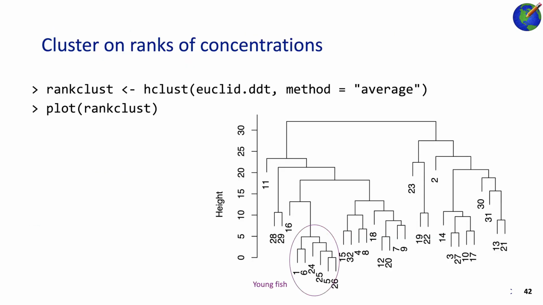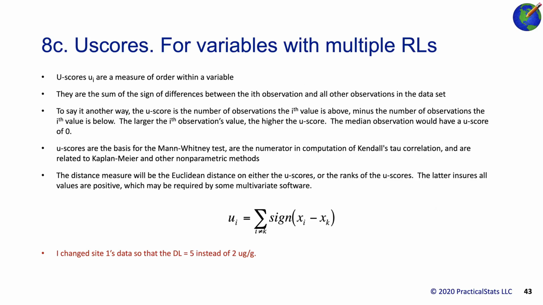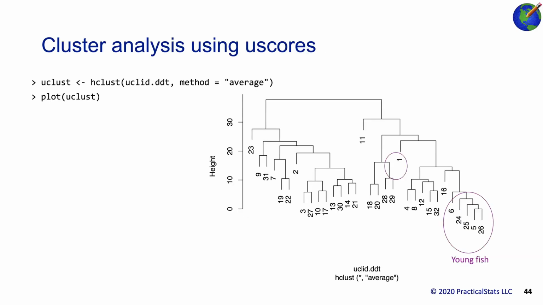And you can cluster those ranking groups as well. And again, the young fish all turn out to be in the same cluster. And the U-scores, I'm not going to go into them in any measure, except that it's a way to compute distances that can account for multiple starting points, multiple thresholds. So they're used in other disciplines. They're used in other procedures too, like in the Mann-Whitney test, in Kendall-Tau correlation, which are using these things called U-scores. So you can do that to compute distances in multidimensional space, accounting for multiple detection limits.